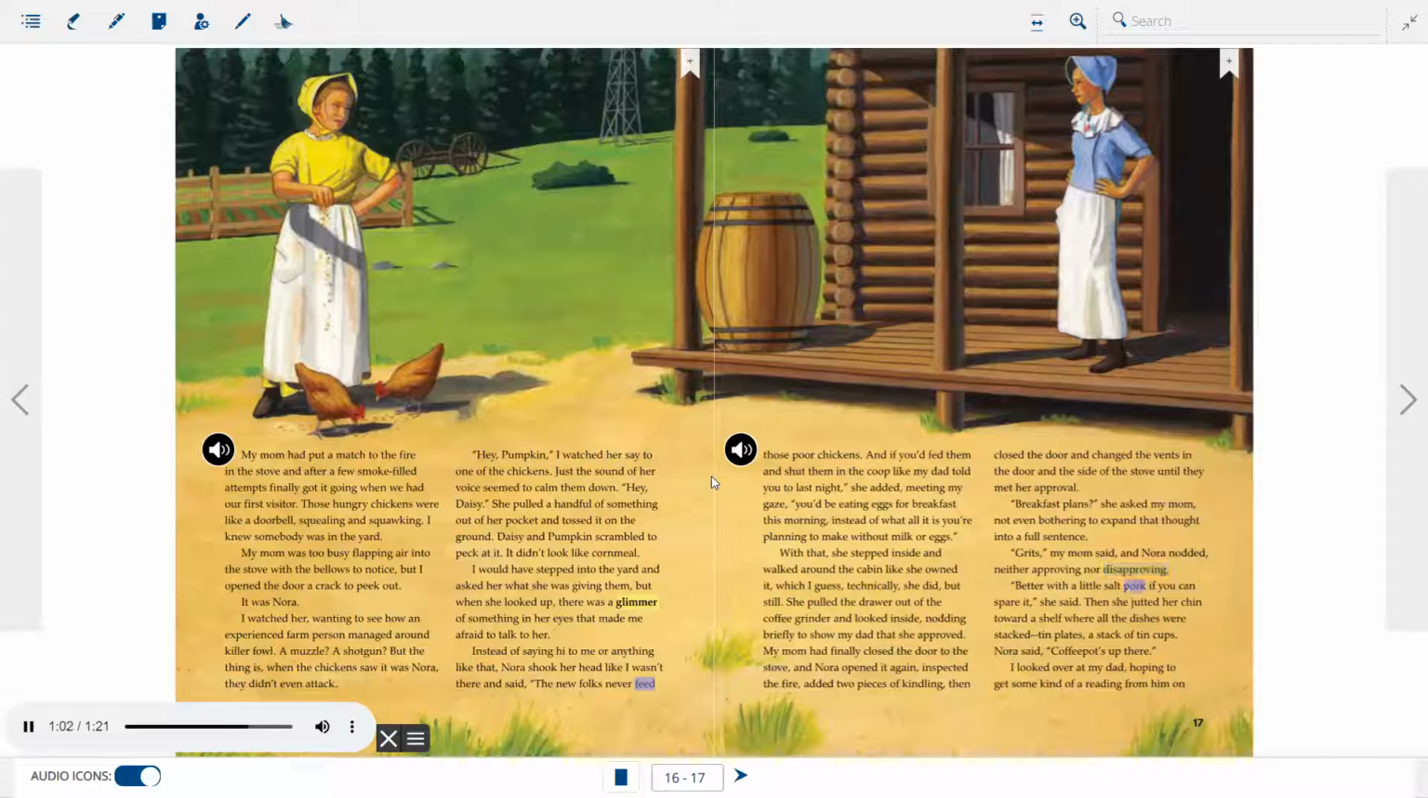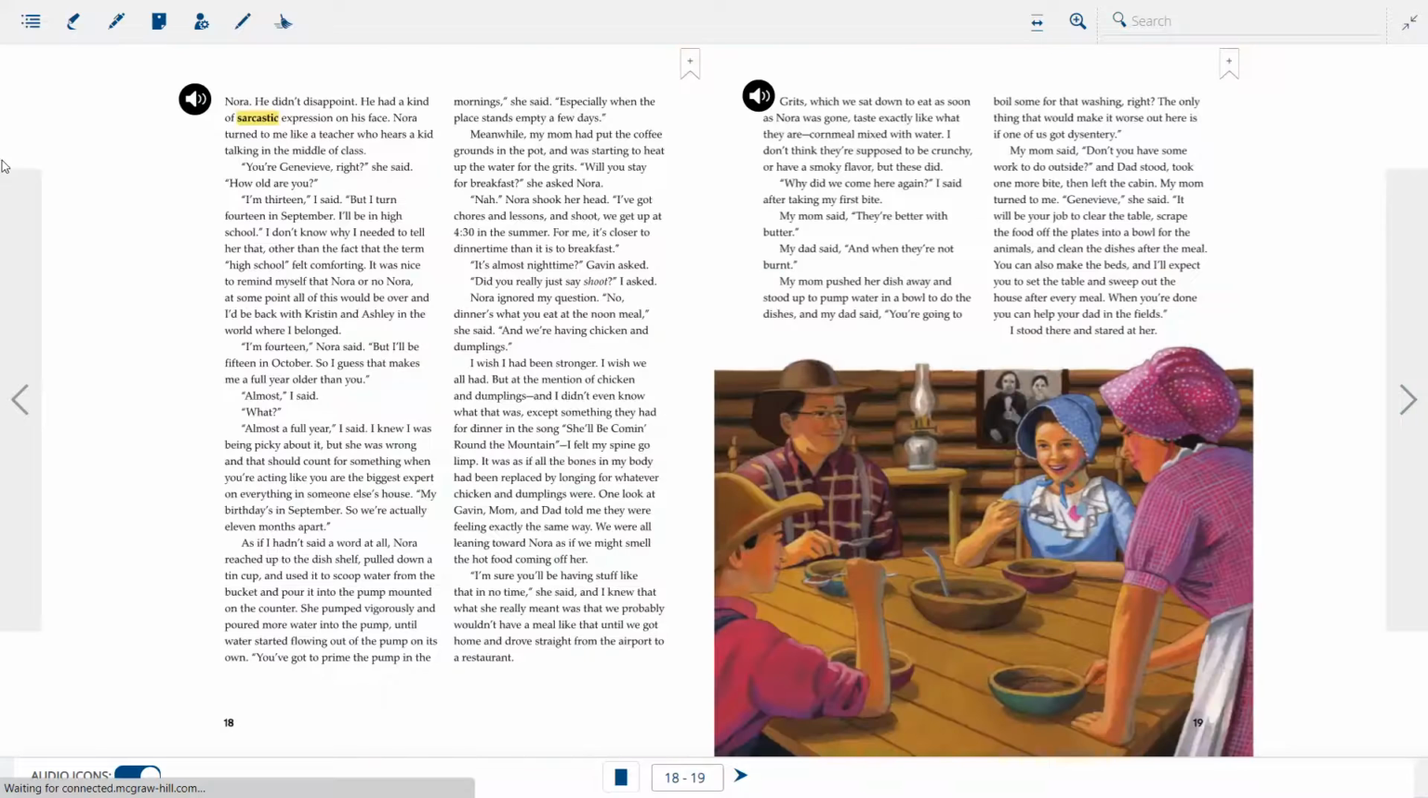"Better with a little salt pork if you can spare it," she said. Then she jutted her chin toward a shelf where all the dishes were stacked. Tin plates, a stack of tin cups. Nora said, "Coffee pot's up there." I looked over at my dad, hoping to get some kind of a reading from him on Nora. He didn't disappoint. He had a kind of sarcastic expression on his face.